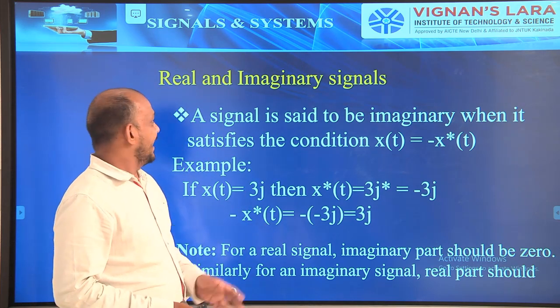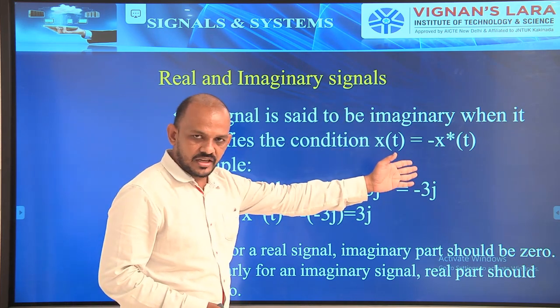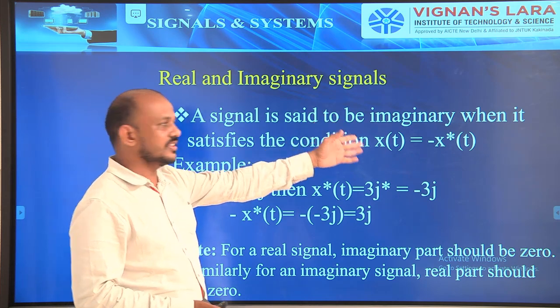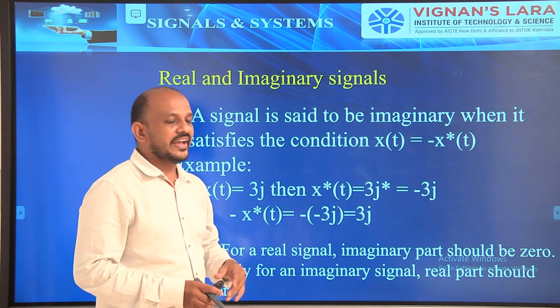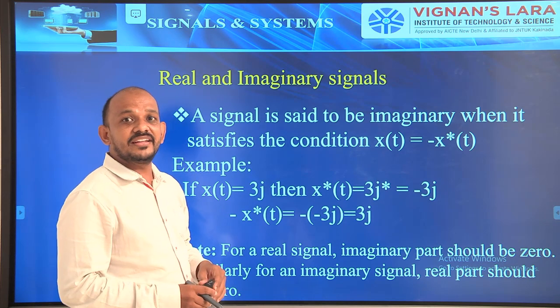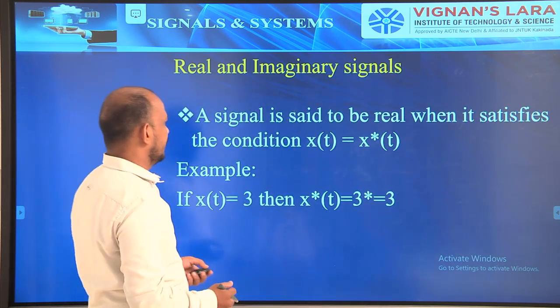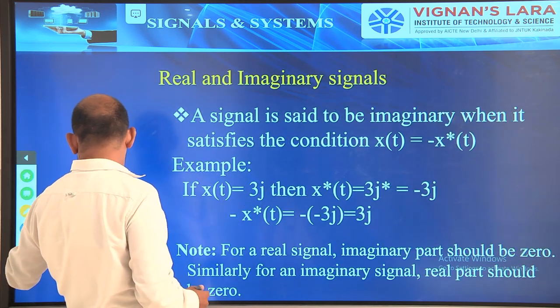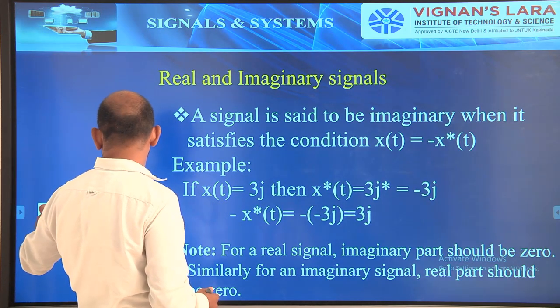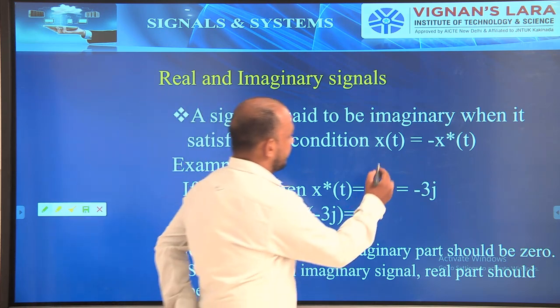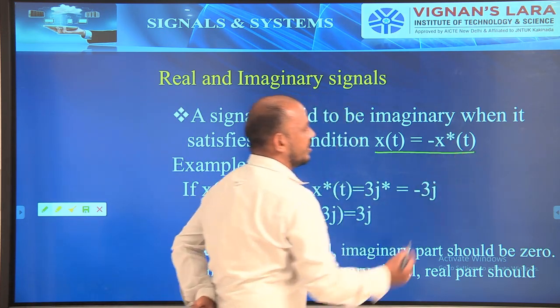Imaginary signal. A signal is said to be an imaginary signal when it satisfies the condition x of t equal to minus x star of t. It satisfies the condition x of t equal to x star of minus t.